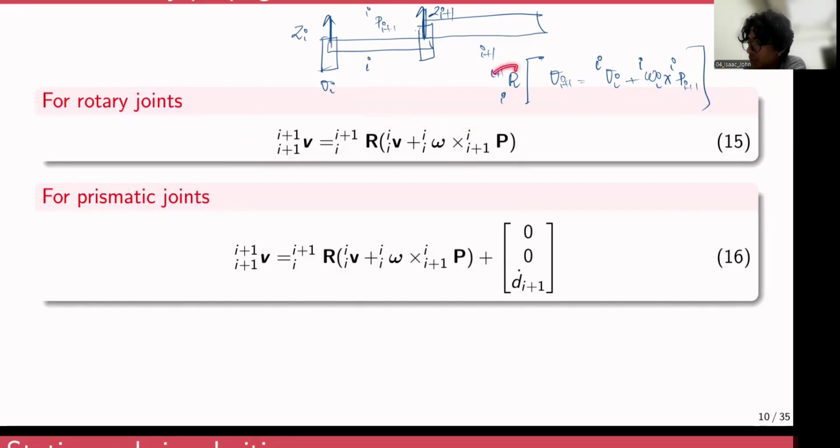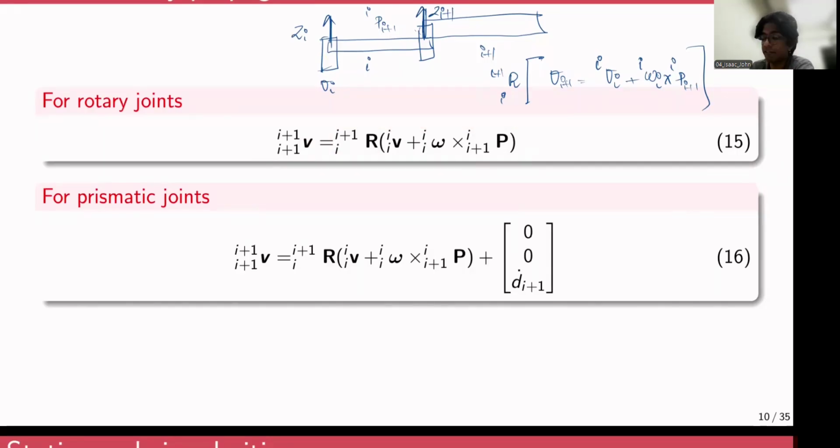Right? R I plus 1 multiplied by V i plus 1 would give you the velocity of the I plus 1 frame with respect to I plus 1, right? Velocity of I plus 1 with respect to I plus 1 itself. And if you multiply this entire right-hand side with this rotation matrix, you will end up with this entire expression.